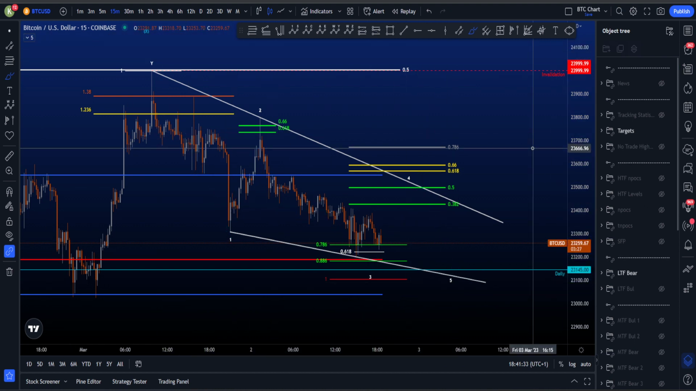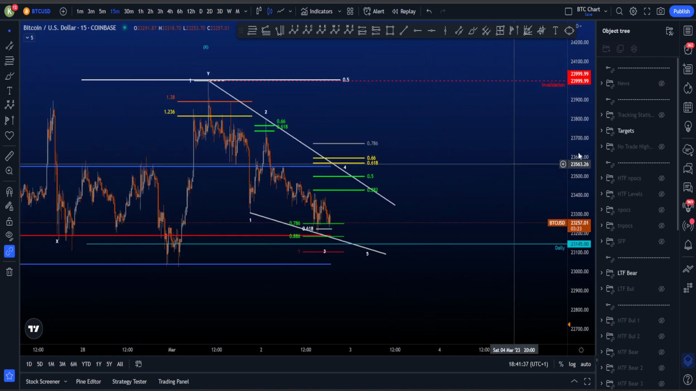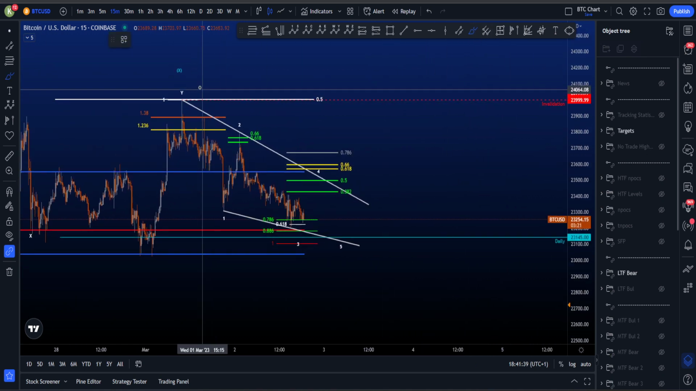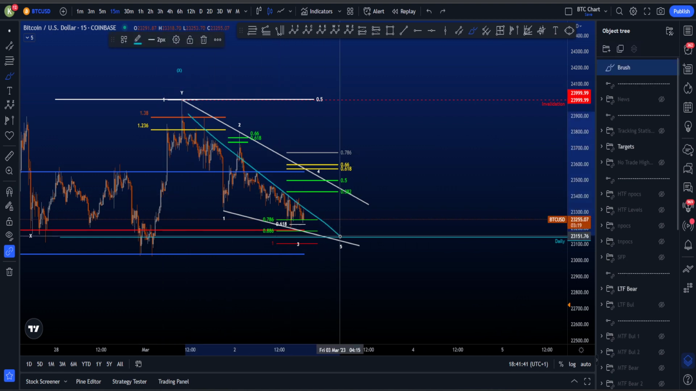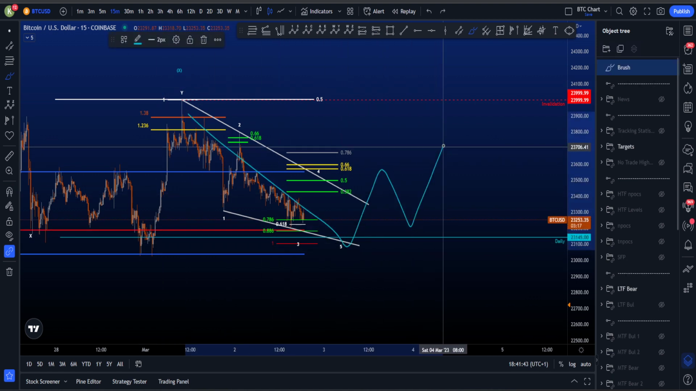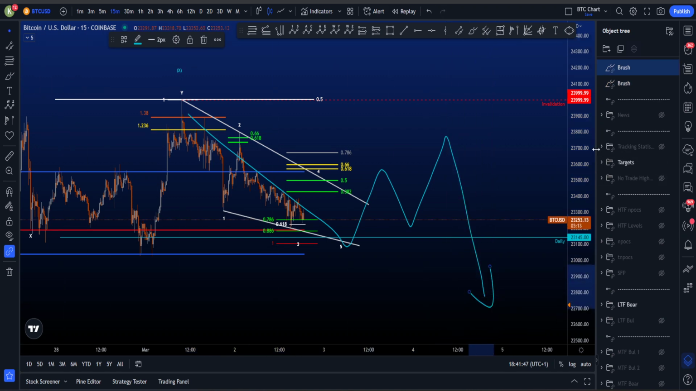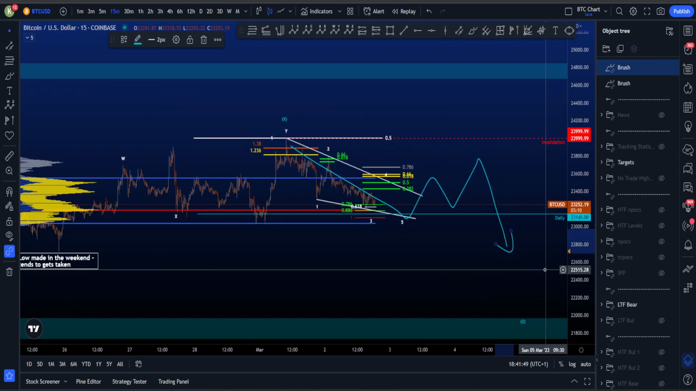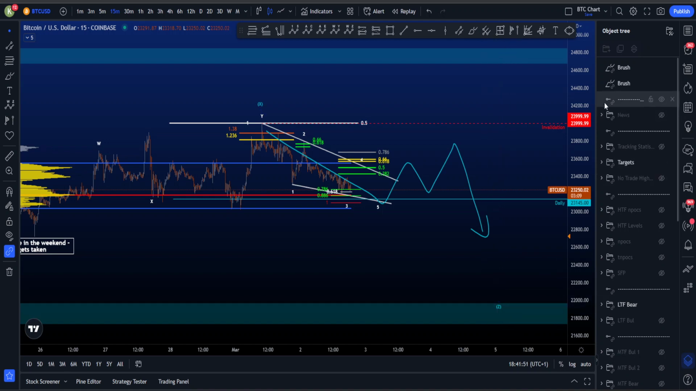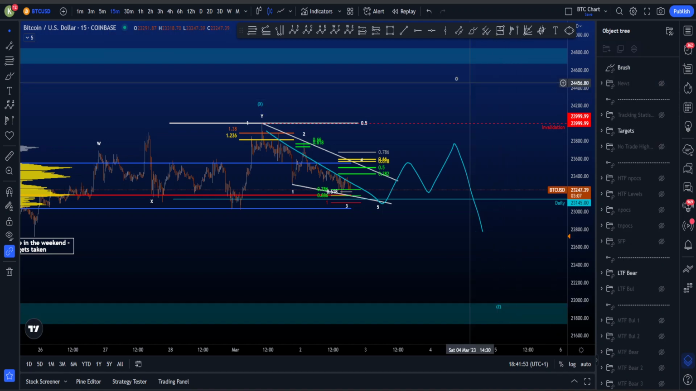Now, after this leading diagonal is in, one can expect a correction. And as you can see, the invalidation will be at 24K. If this is a 5-wave structure, we expect some sort of a 3-wave correction, before then, again, another 5-wave structure to the downside to eventually maybe even finish wave Z down there. So this is the first scenario.